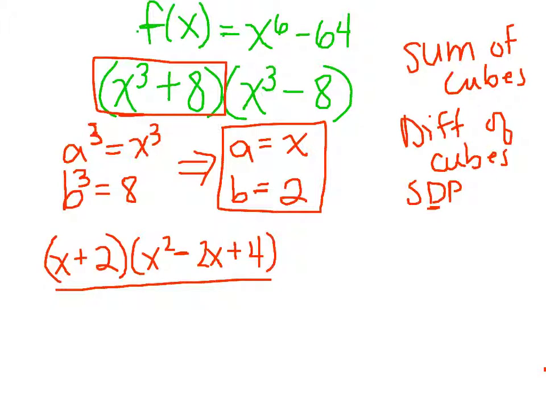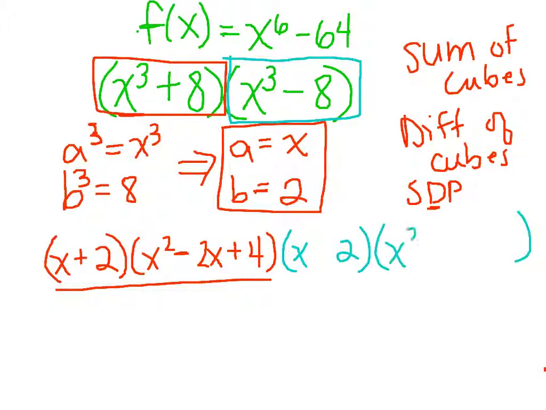I also have to finish factoring x cubed minus 8, and it's going to look very similar. I'm going to take a and b and put them in the first set of parentheses. I'm going to take a squared and b squared and ab and put them in the second set of parentheses.